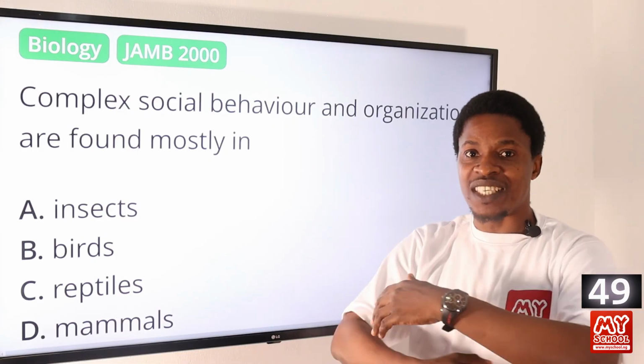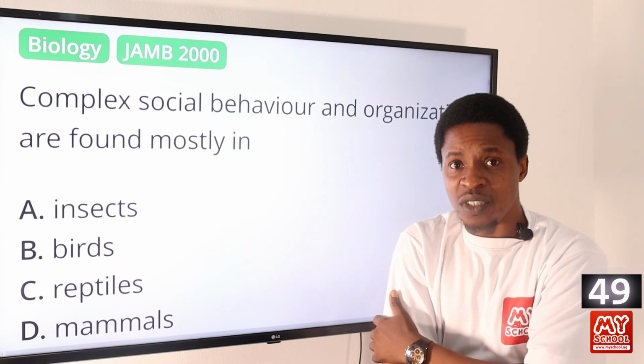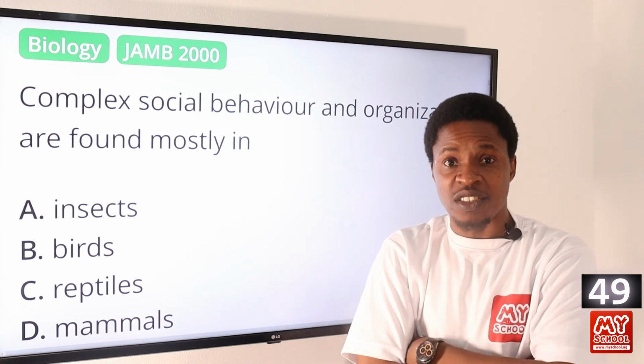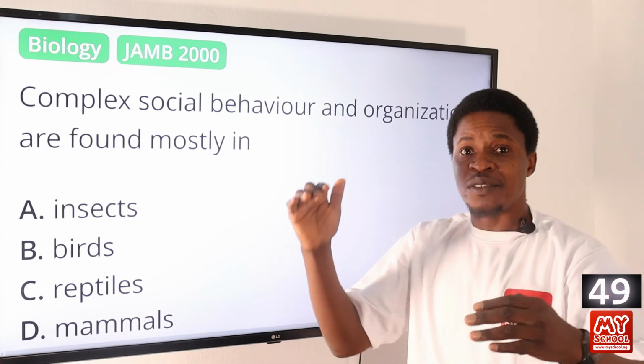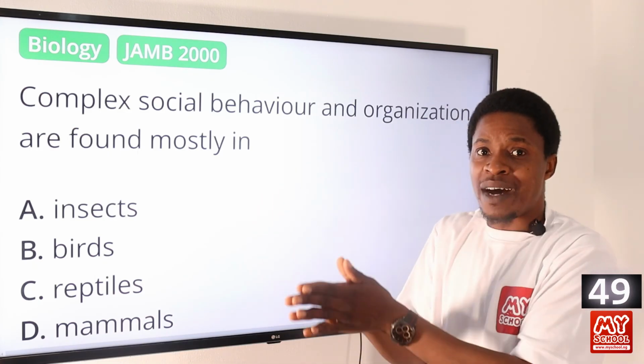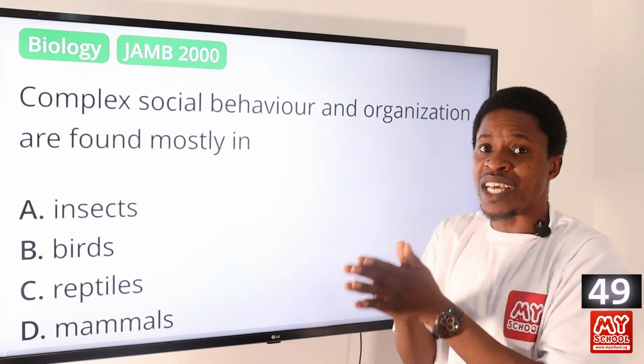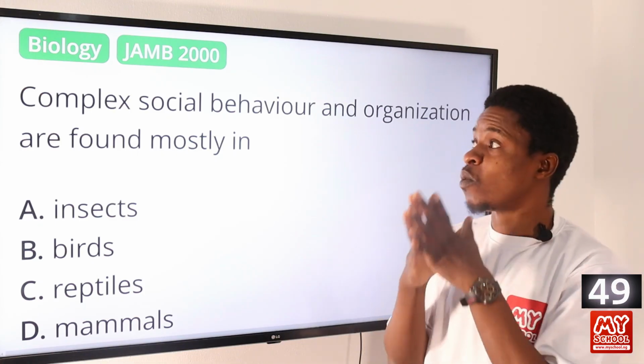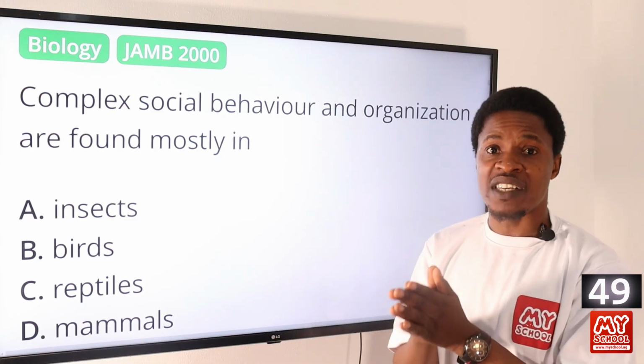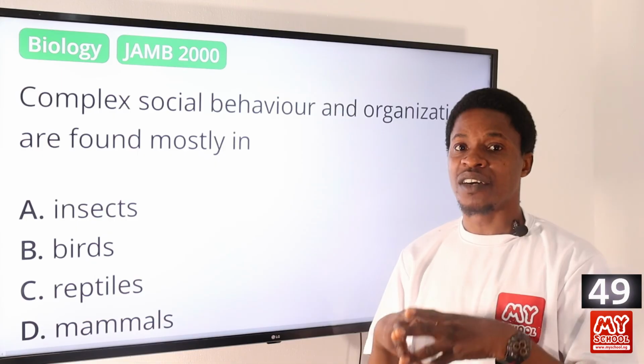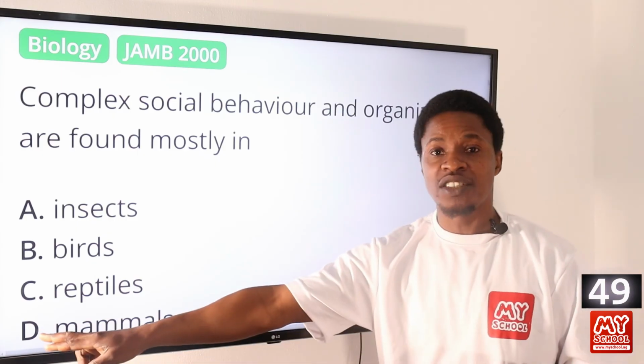You can see a monkey carrying the baby around its tummy like that, and they are together. You see them moving like that. That's how mammals are trained, and that is how they have that complex social behavior. And when you talk of organization, they are actually organized. So the correct answer is option D, mammals.